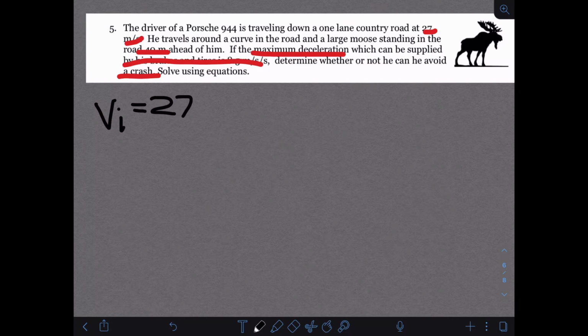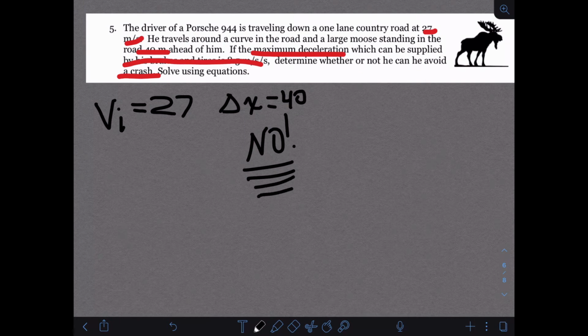Now, the temptation might be to do this. Delta x equals 40. No, no, no, no. That, when you put it there, says the car stops in 40 meters. It doesn't. We don't know where it stops. We know the braking system will determine where it stops due to the acceleration or deceleration. So that's the wrong thing to use. So this is just going to be a question mark.